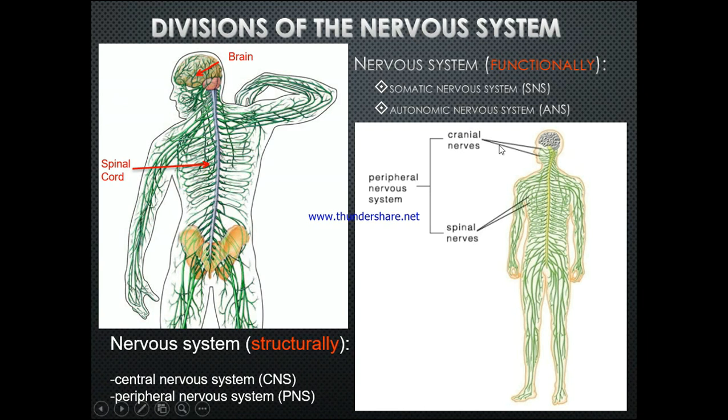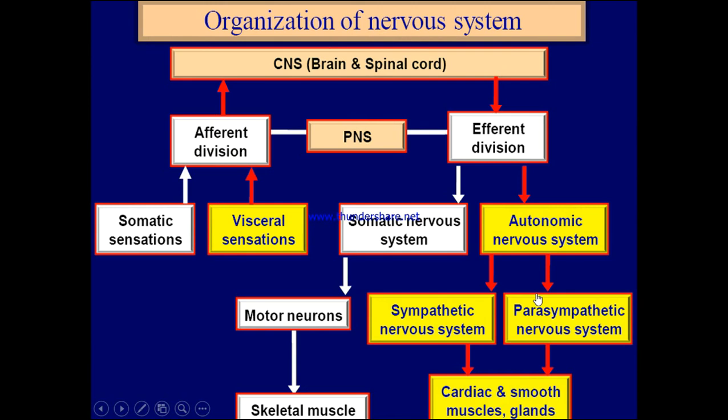So let's just have a look at the central nervous system. As we've said, central nervous system consists of the brain and the spinal cord itself. Then we have the peripheral nervous system, which include the cranial nerves and the spinal nerves, which are going to come out and form the various plexi, which are going to innervate our limbs.